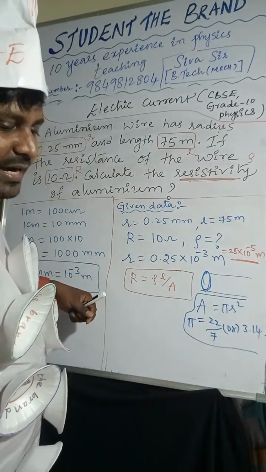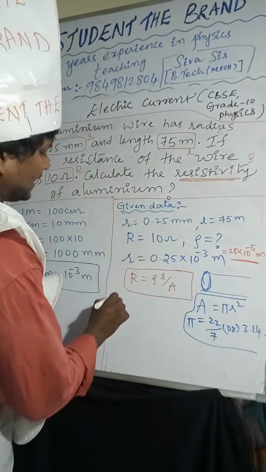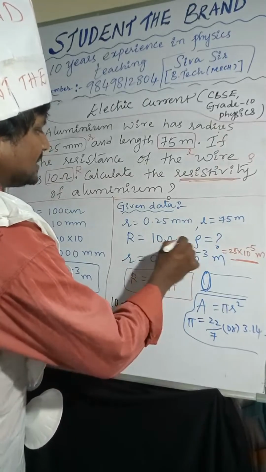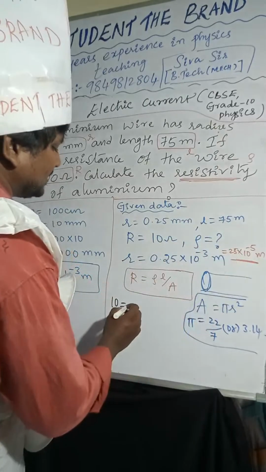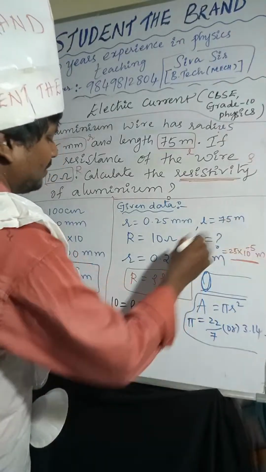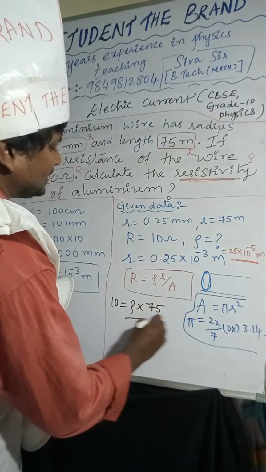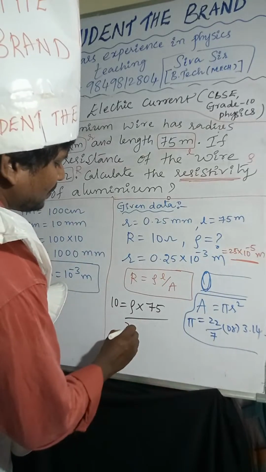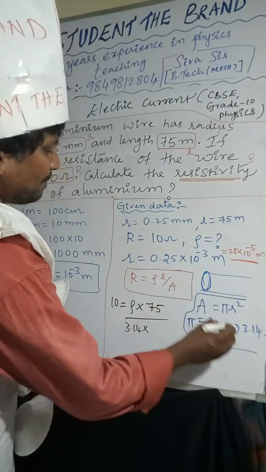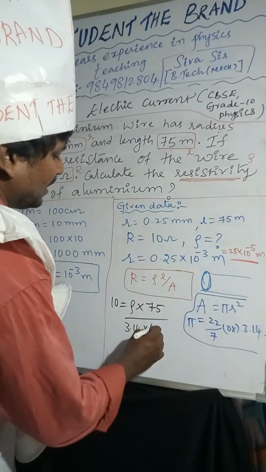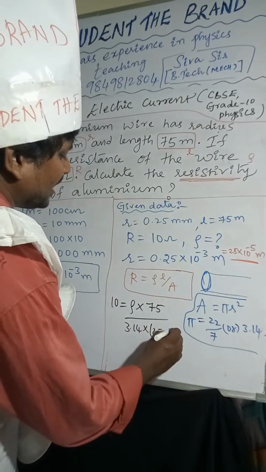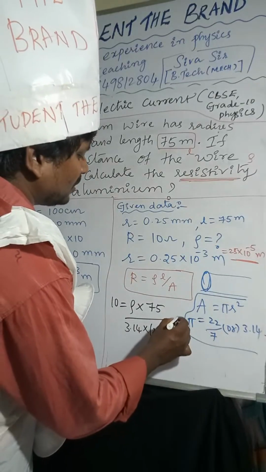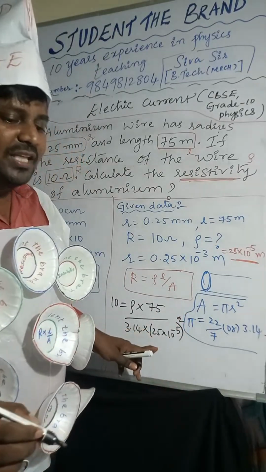Now substitute the values. 10 I am considering. Resistivity how much? We need to find out the resistivity only. Length how much? 75. Area of the cross section is 3.14 into r square. r square is nothing but 25 into 10 power minus 5 whole square. Now you can solve this one.